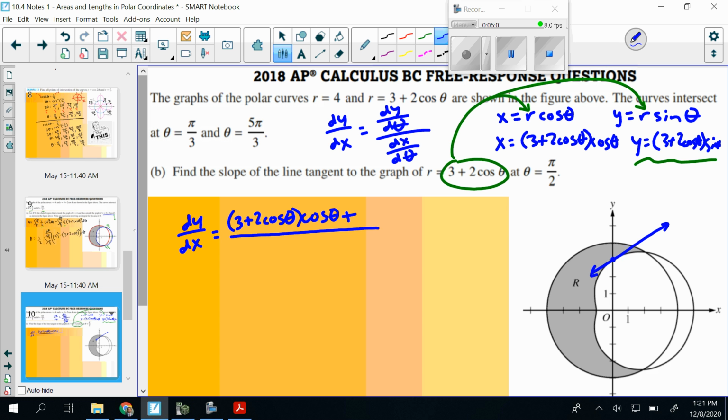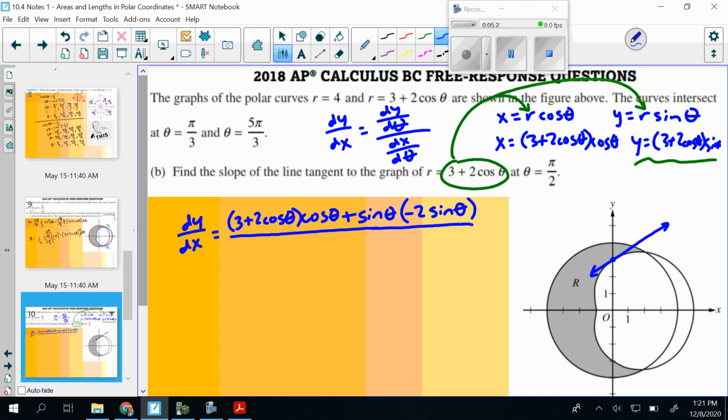plus, now we switch them around, so we'll have sine theta times the derivative of 3 plus 2 cosine theta. Well, derivative of 3 is 0. Derivative of 2 cosine theta, derivative of cosine is negative sine, so negative 2 sine theta. All right, so that's the derivative dy/d theta.